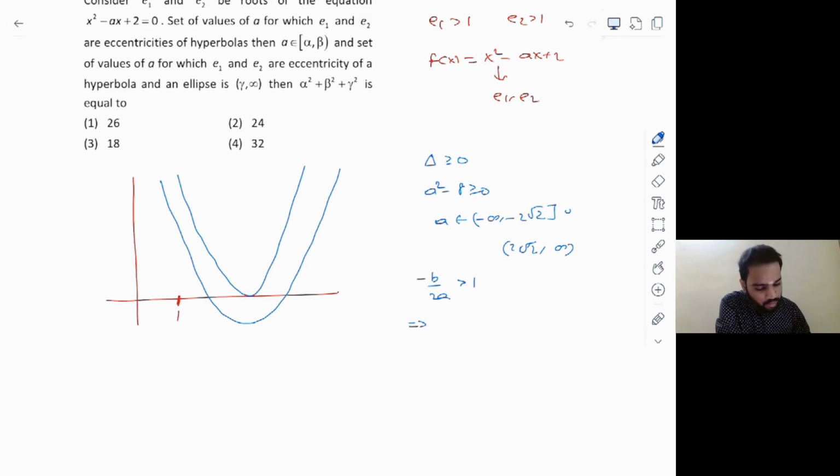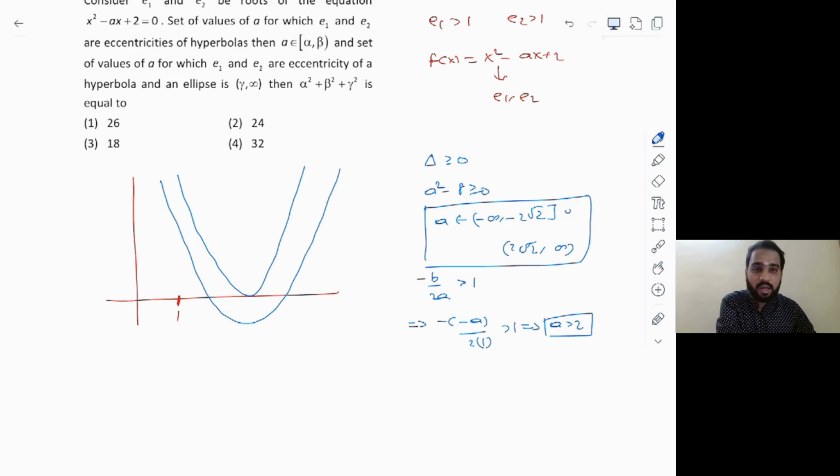And what is the condition here? Minus b by 2a is nothing but minus of minus a divided by 2 into 1, greater than 1. So which makes it finally a greater than 2. This is one more conclusion, and this was the first one. But these two are not sufficient. Along with this, one more thing is very clear here. The graph at x equal to 1 is clearly lying above the x-axis, which means f of 1 should be strictly greater than 0. It can't be equal to 0 here. It should be greater than 0.